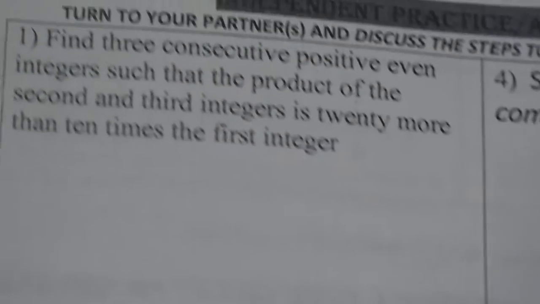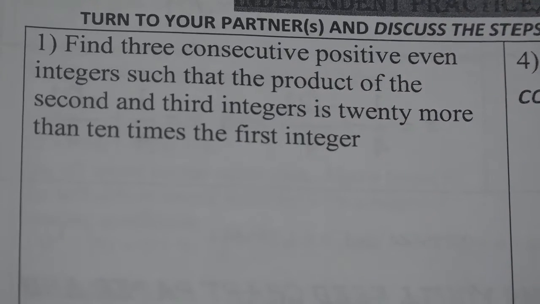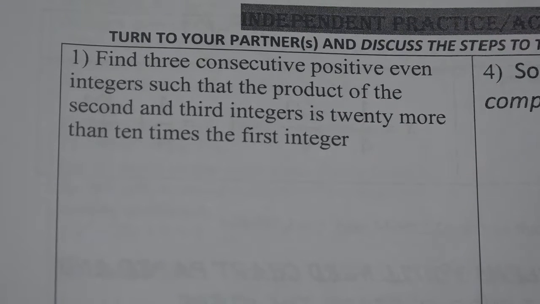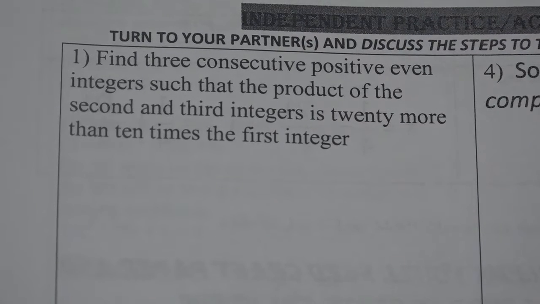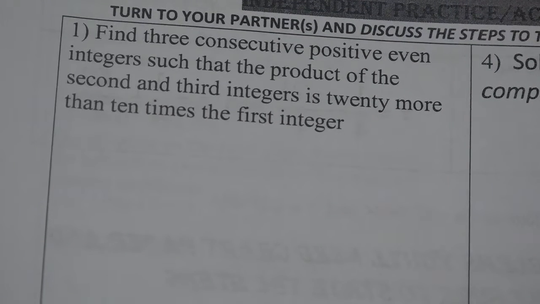Okie dokie. So this is your independent practice. It says, find 3 consecutive positive even integers such that the product of the second one and third integer is 20 more than 10 times the first integer. Oh, ha ha ha, very funny.